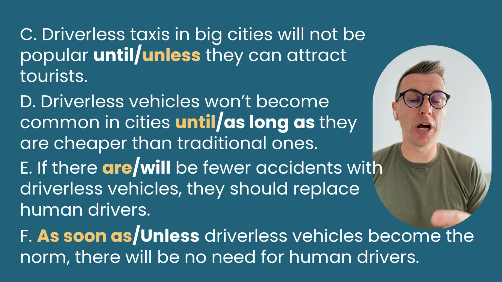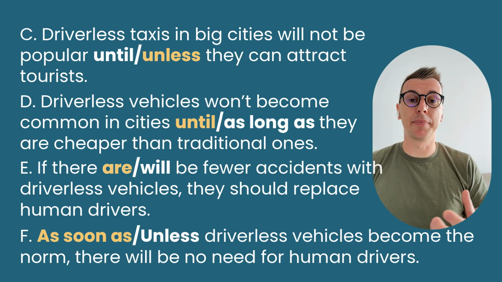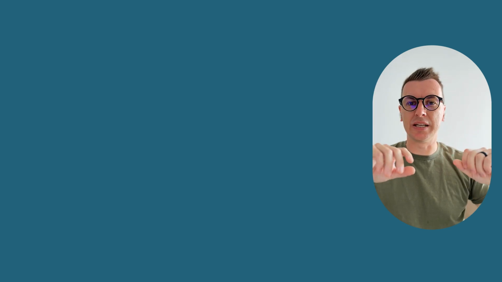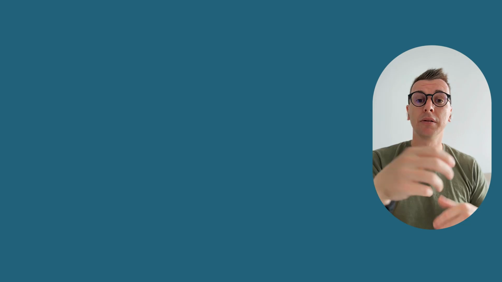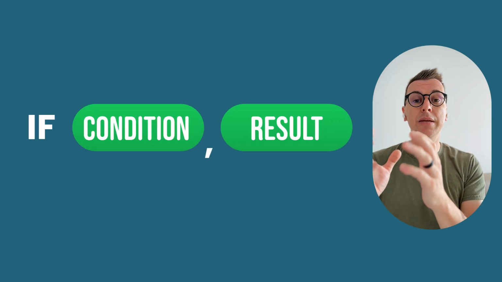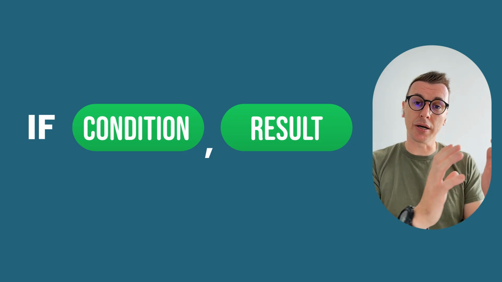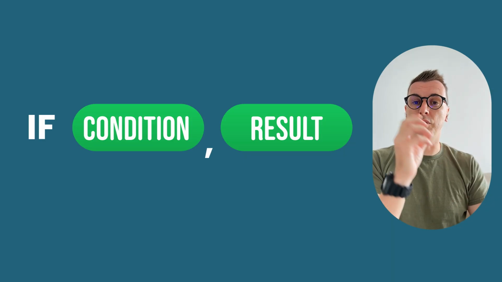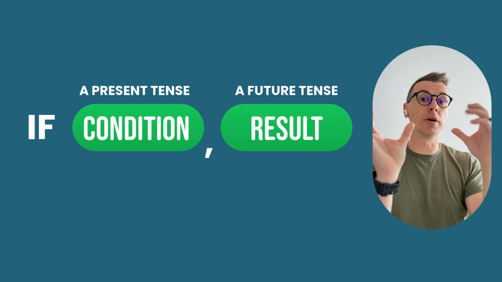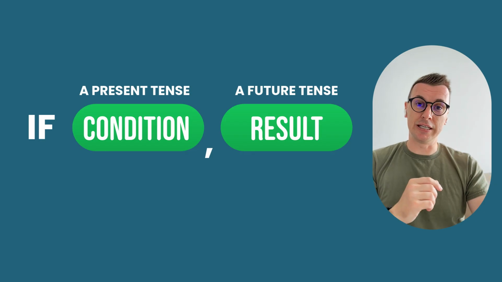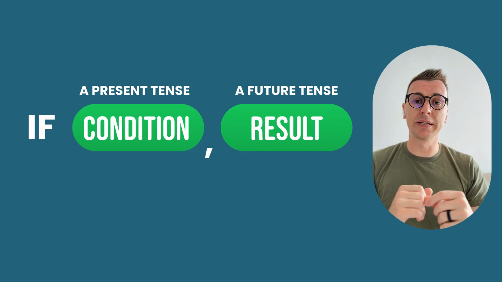Cool? Good job, guys. So if we recap, first conditional has a structure, just like any conditionals. We have the if part, the conditional part, and in conditional one, we use any present tense. And the second part is the result part, and you use any future tense. So condition, result: if you write it, you have to put a comma. Result, condition: no comma if you write it, okay?